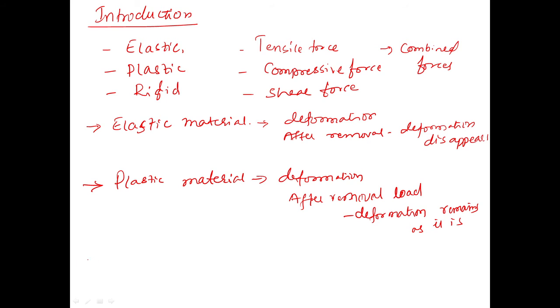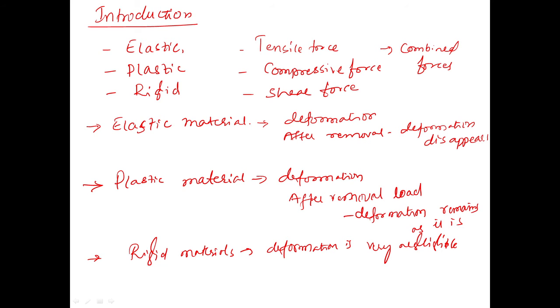Okay. Next is a rigid body, or rigid material. So now deformation is very negligible here. If you apply the load, deformation is very negligible. Okay. Now, how are you going to say a material is elastic, plastic, or rigid? It all depends on the property of the material.